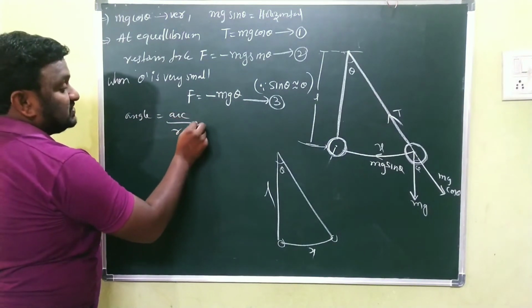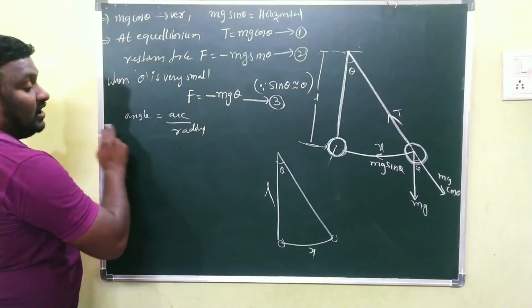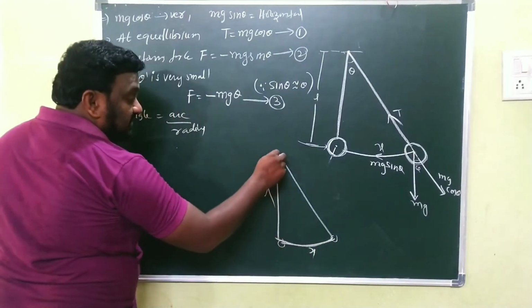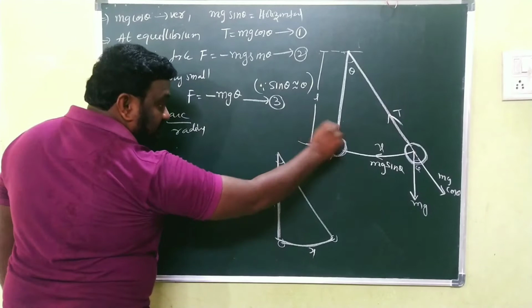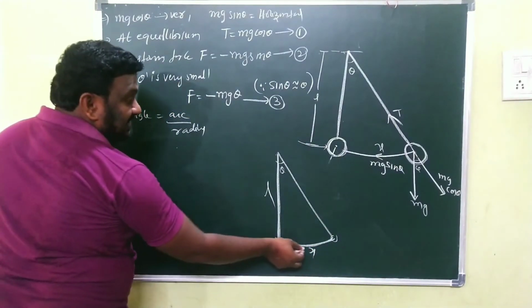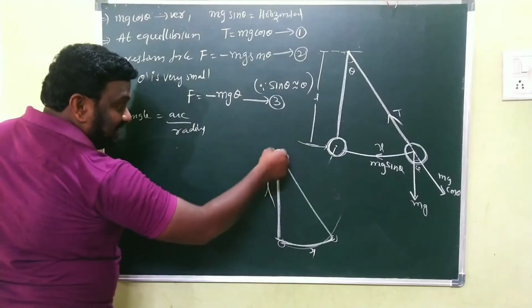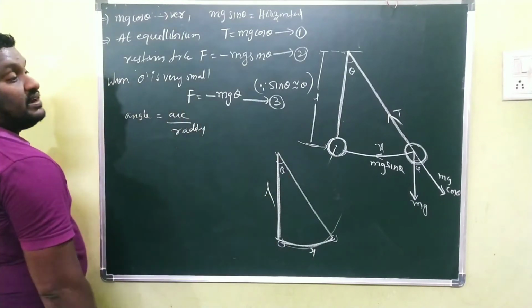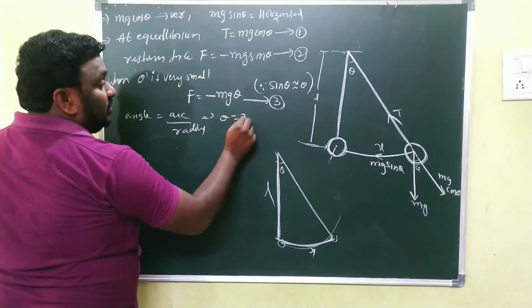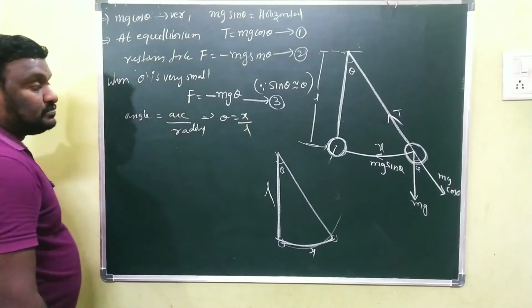Angle is equal to arc by radius. Here, what is the arc? X. And what is the radius? L. If you consider a circle, L is the radius. If the bob moves in a circular path, then L becomes the radius. That's why you write theta is equal to X by L.